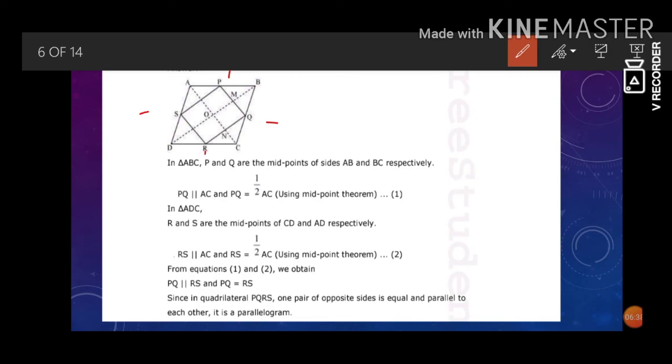First we will consider triangle ABC. In triangle ABC, P and Q are the midpoints. So using the midpoint theorem, we can say PQ is parallel to AC and half of AC.